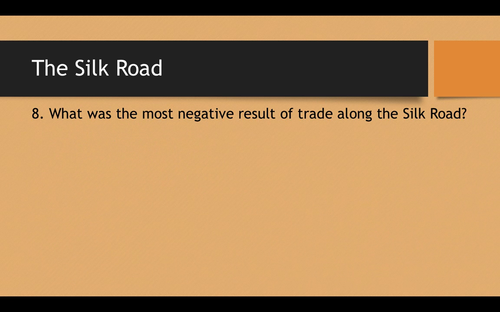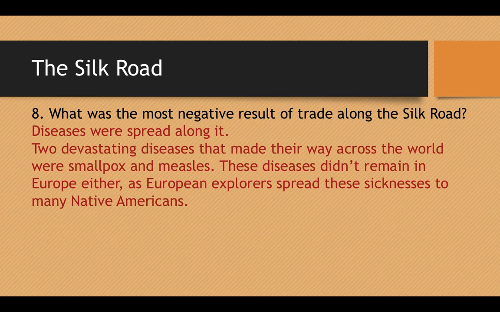Now, one of the most negative results of trade along the Silk Road was the spread of diseases. Diseases were spread all along the Silk Road. Two of the most devastating examples were smallpox and measles. These diseases did not remain in Europe either, because as European explorers explored North and South America, Native Americans got these sicknesses too, and a lot of that population was wiped out.